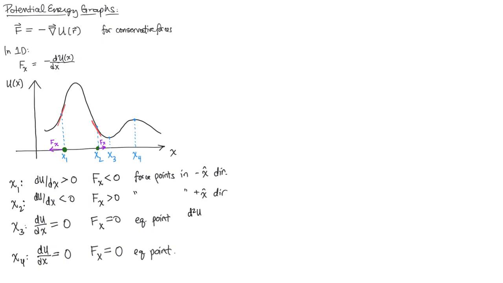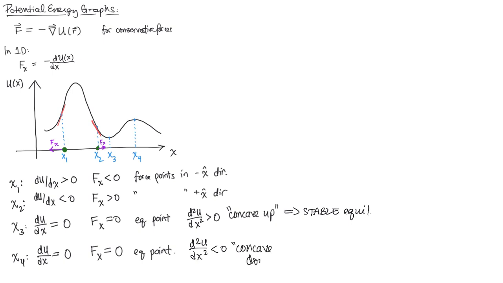Well, by that I mean the second derivative, which gives me the curvature, is positive in the first case. So this is concave up. And that produces a stable equilibrium. Okay. In the second case, at point x4, the second derivative of the potential is negative. We think of that as concave down. That's an unstable equilibrium.